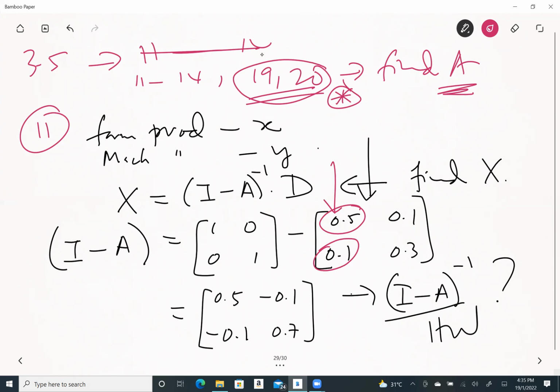Okay, any question? So make sure you do question 19. I only assigned 19 and 20. If you want to do more, it's good. So make sure for 19 and 20, you find A.